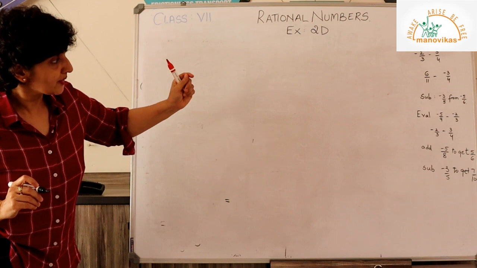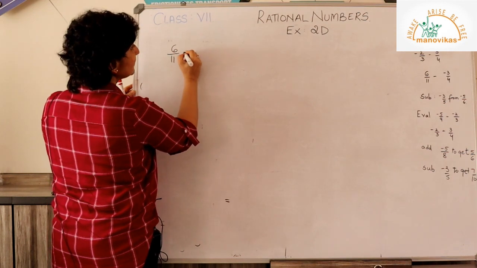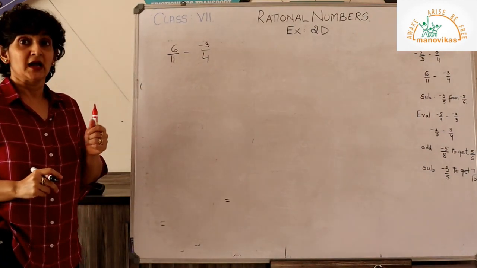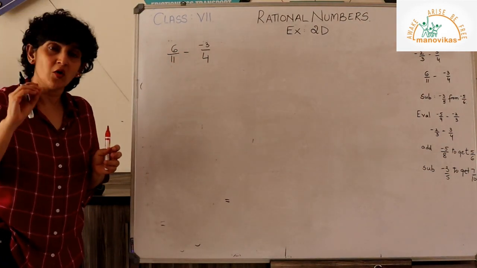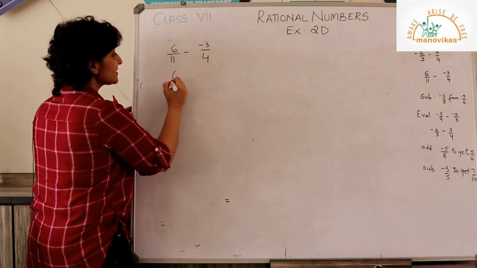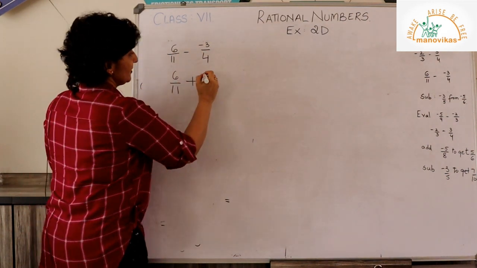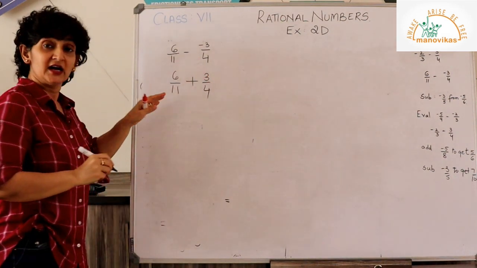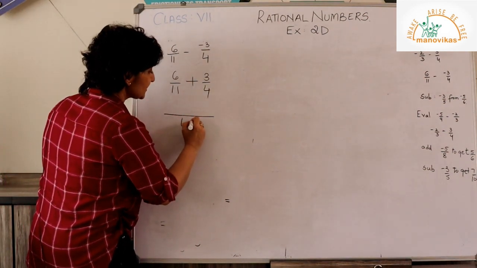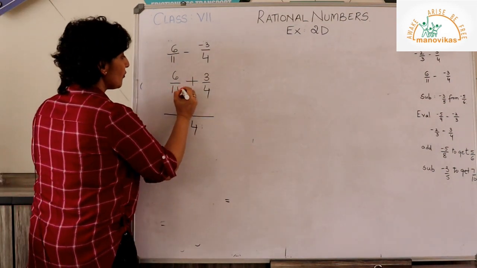My next sum is 6 upon 11 minus of minus 3 upon 4. Now, nowhere can I take two signs at one place. So, 6 upon 11 minus and minus would give me plus 3 upon 4. Different denominators, so I need to take the LCM. My LCM here will be 44. 11 goes how many times? 4 times.